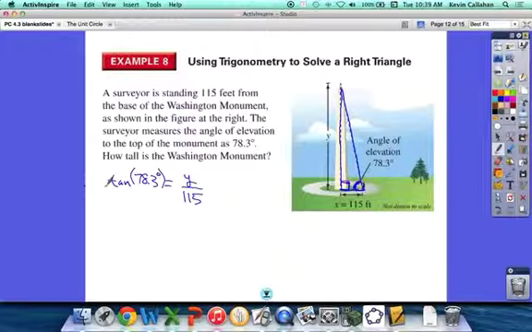Now, here's where you could make a mistake. Don't multiply 78.3 times 115. The 78.3 is inside the trig function. You can't multiply that by 115. You're going to end up multiplying here. So y equals 115 times the tangent of 78.3 degrees.